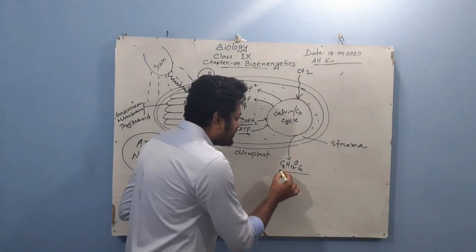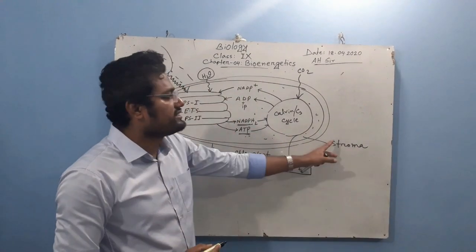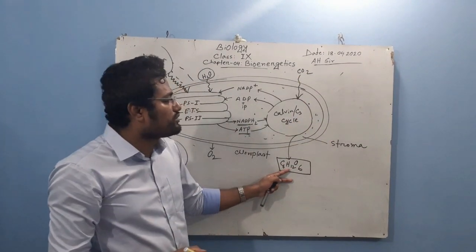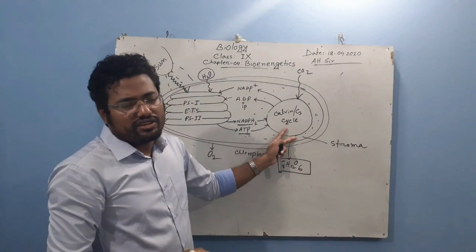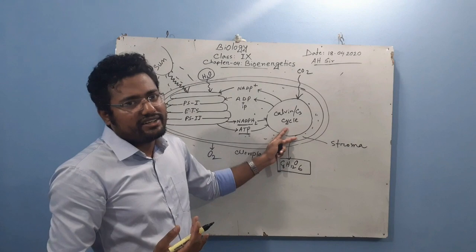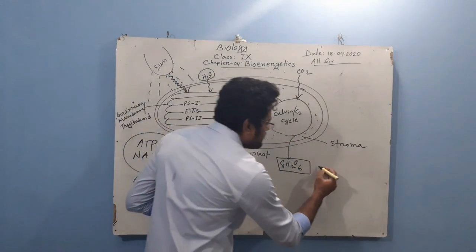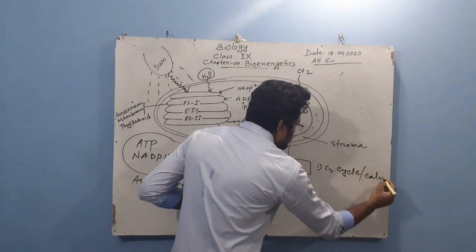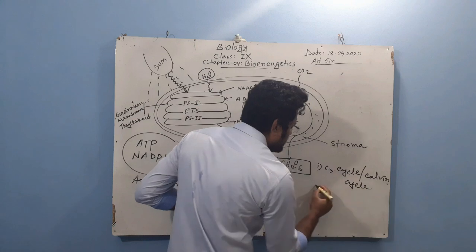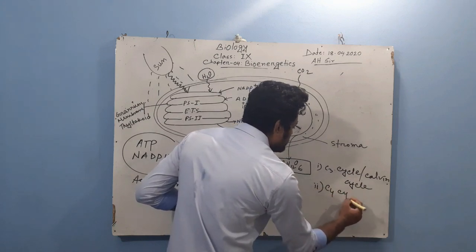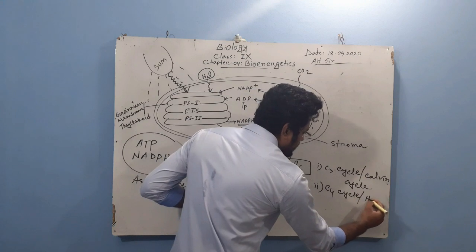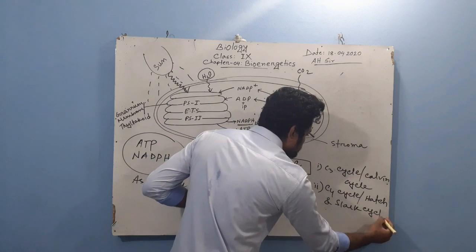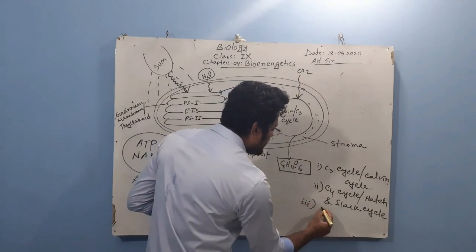The dark phase occurs in the stroma. For the carbon dioxide reduction process or carbohydrate production in the dark phase, there are 3 pathways. Number 1, the C3 cycle or Calvin cycle. Number 2, the C4 cycle, or Hatch and Slack cycle, another name. Number 3, the CAM cycle.